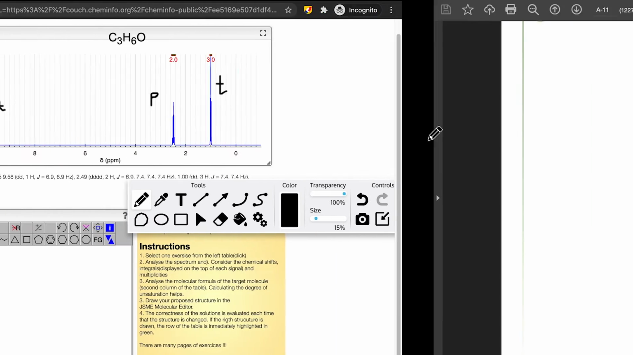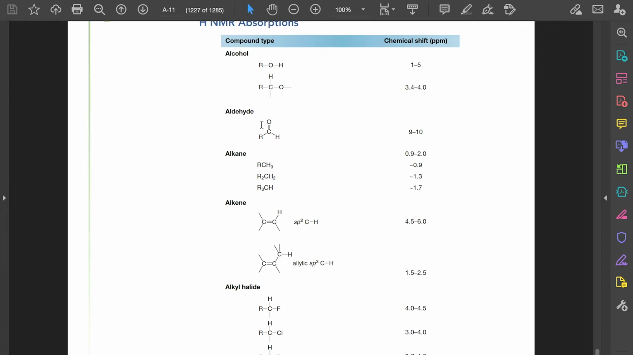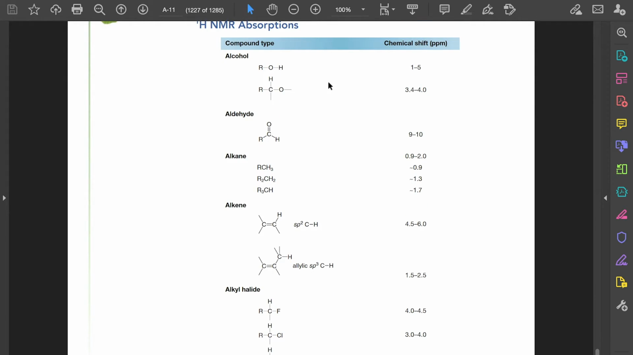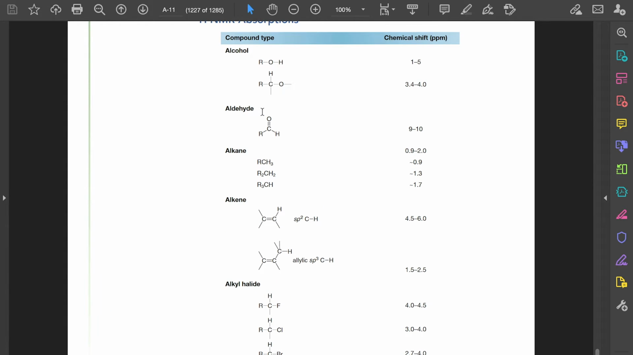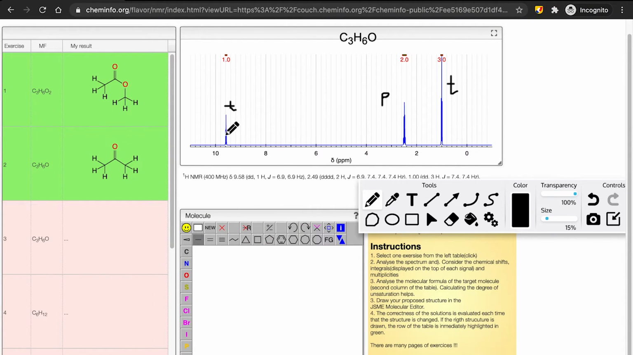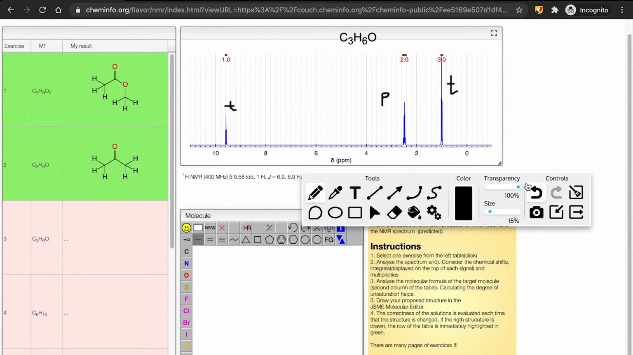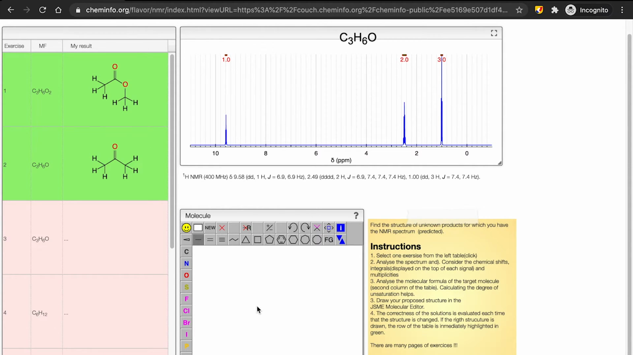So if we go to your textbook, this right here is the Smith textbook, you can see there's a list of ppm values here for the various types of hydrogen on your molecule. And conveniently here at the beginning is the aldehyde, which is what we're after. Aldehydes, this hydrogen connected to the carbonyl shows up at around 9 to 10 ppm. So that's a good indicator that in our spectra, this peak here probably corresponds to an aldehyde. So what we can do now is, in our structure, we can draw in an aldehyde.